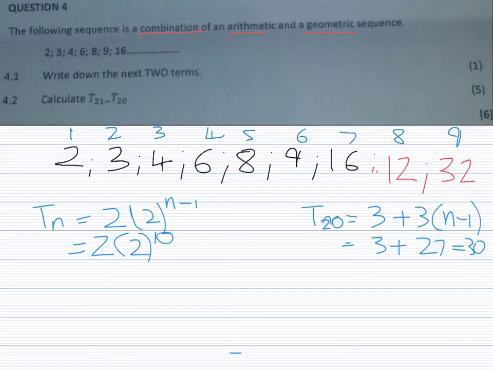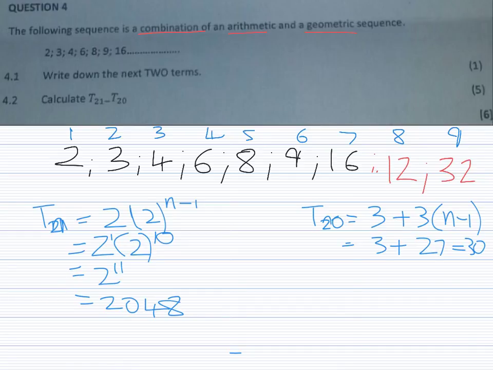And I think 2 to the power of 10 could be 1,700. No, probably not. Let's just work that out. Okay, so it's actually 2 to the power of 11, because 2 times 2 to the power of 10 is 2 to the power of 11. And that is equal to 2048. So this has become your T21, which is the 11th term of your geometric sequence.